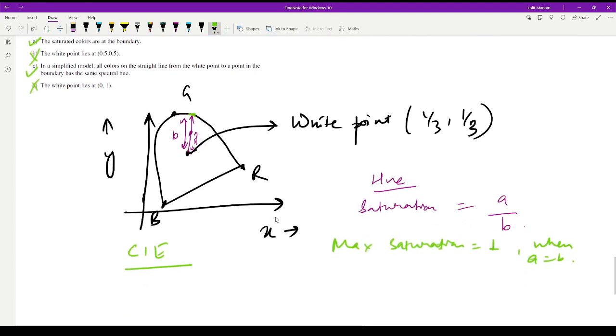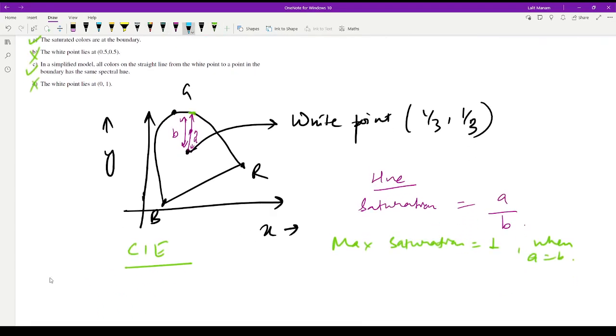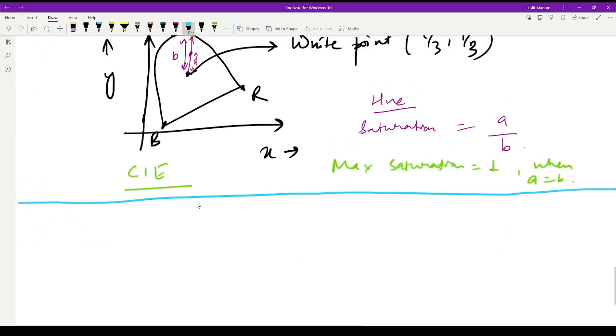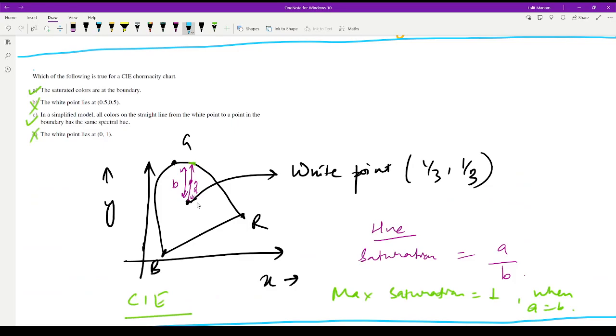Any doubts in this question? Sir, are we utilizing this chart in any mobile applications like that?